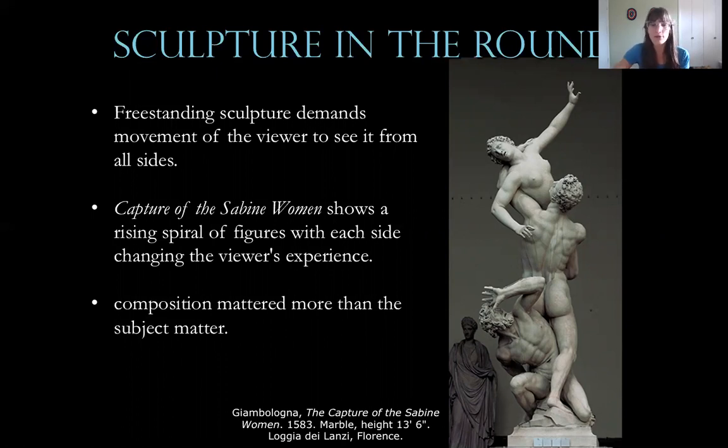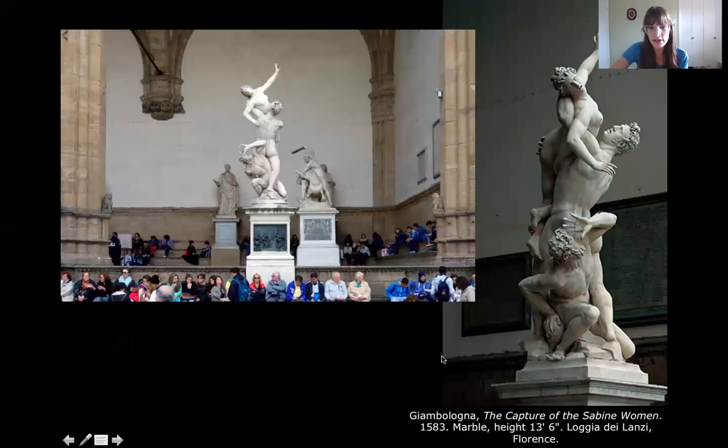This is called the Capture of the Sabine Women. And let me actually bring you to my next picture first. You can see exactly where it is. This is in Florence as well. And again, we'll talk about Florence as the center of the Italian Renaissance during the 1400s and 1500s in Italy later in the course. But you'll find a lot of these important humanist sculptures were created at this time. And this is in a really important place in Florence.